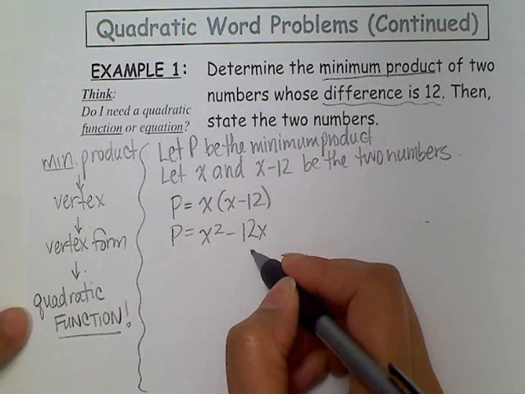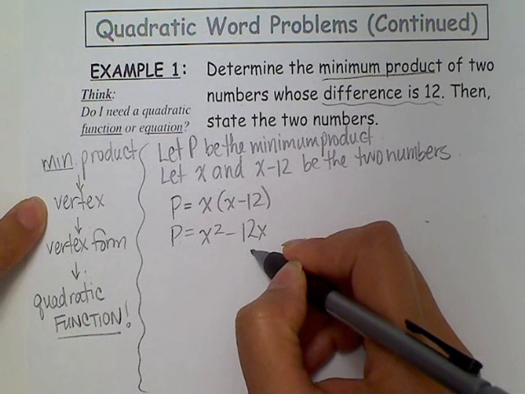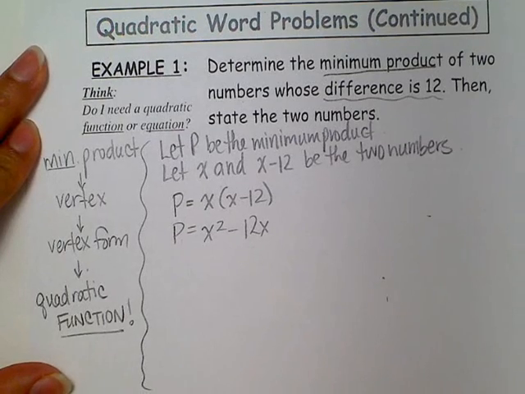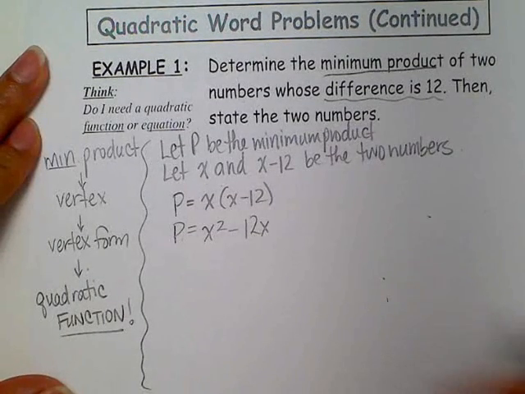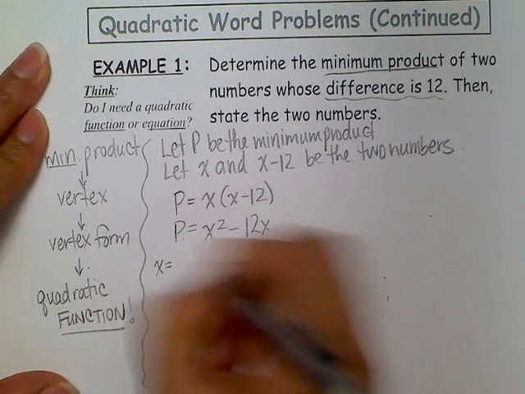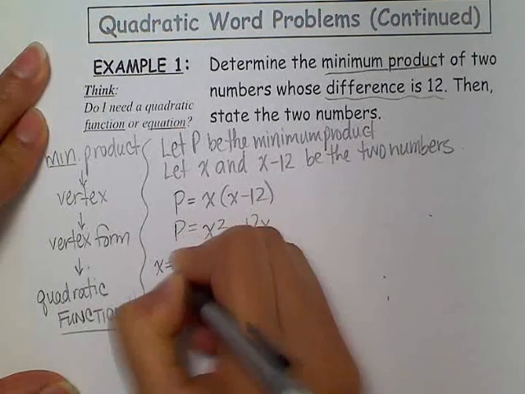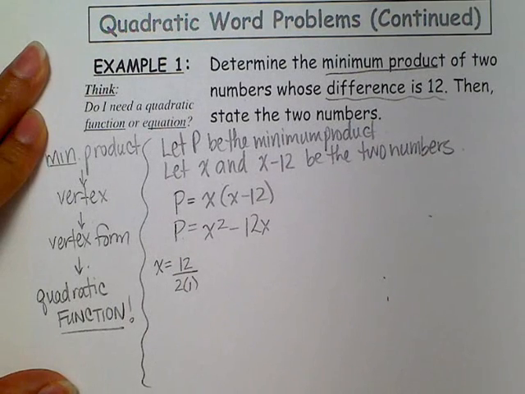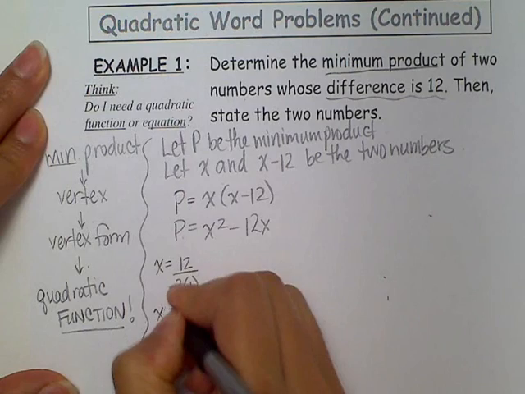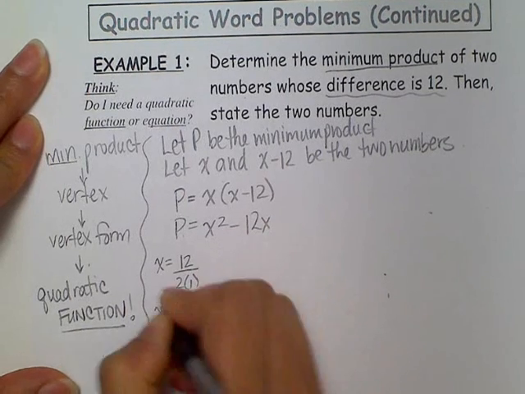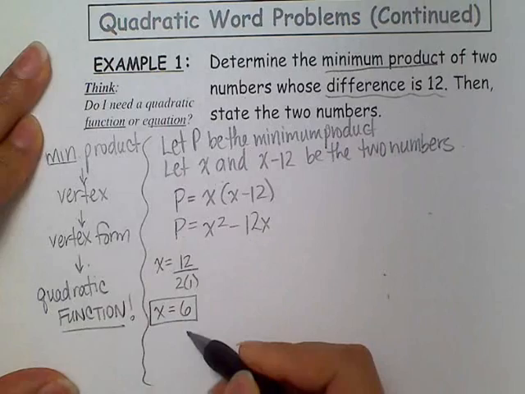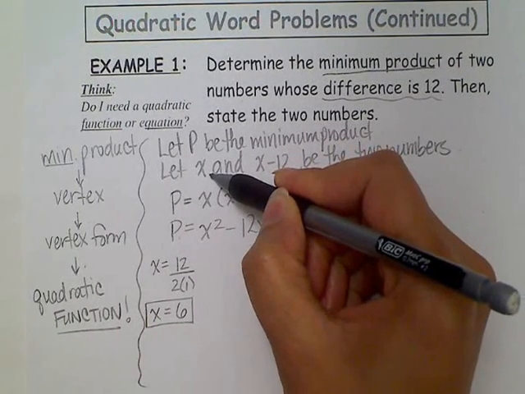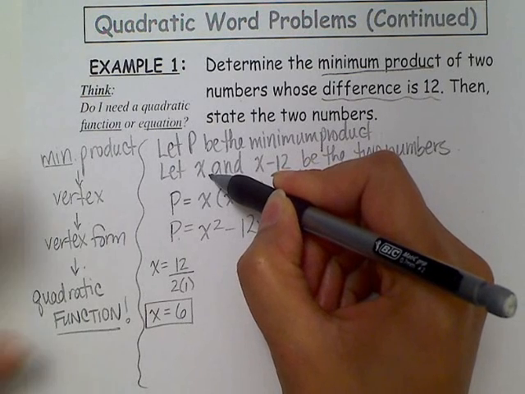Okay, so from here what I'm going to do is I have the quadratic function. Now I need it in vertex form in order for me to figure out the vertex and then find the minimum product. So I want to write this in vertex form, and again you can either complete the square or use a shortcut. I'm going to use a shortcut. So I'm going to have x equals negative negative 12 over 2a, which is just 1 in this case. So I'm just using the shortcut. And so what I end up getting is x is equal to 12 divided by 2, which is 6. Okay, so what this actually represents is one of the two numbers that I needed. X equals 6 is one of the numbers.